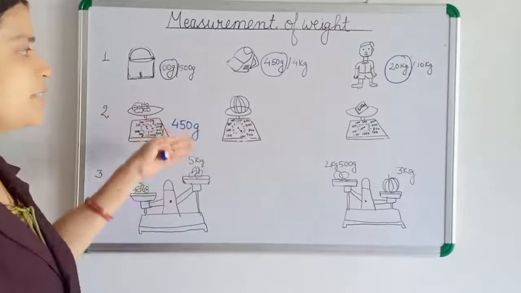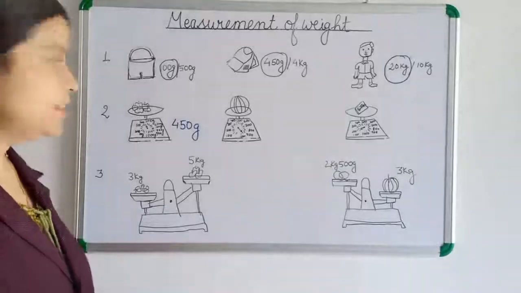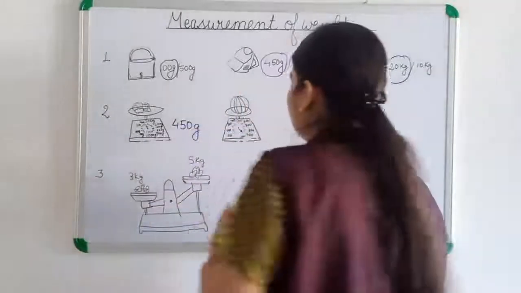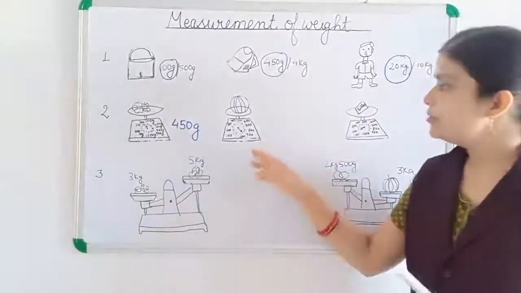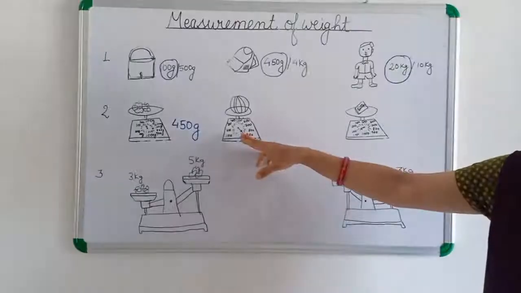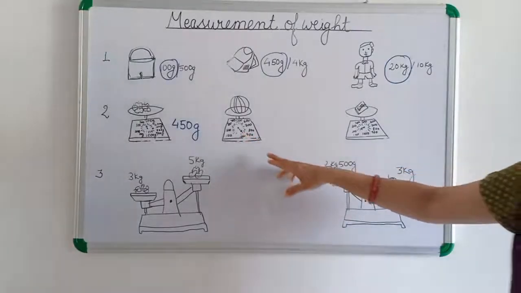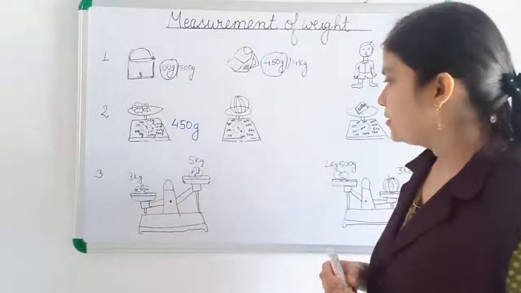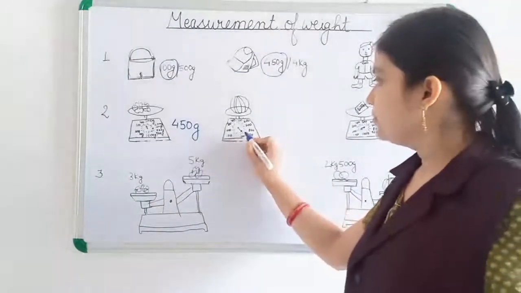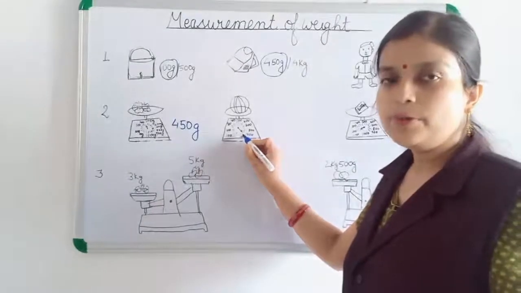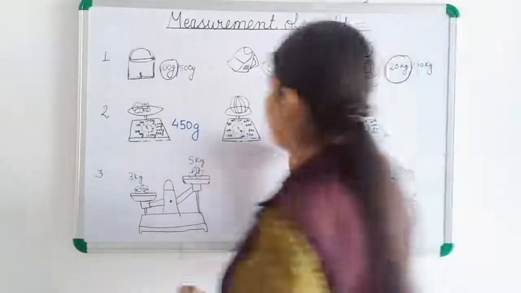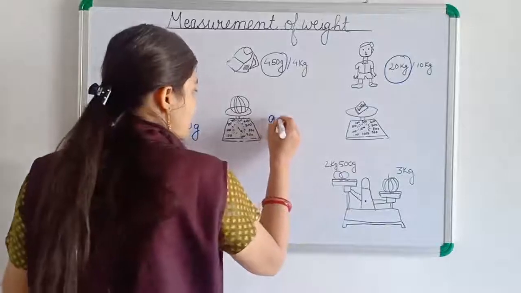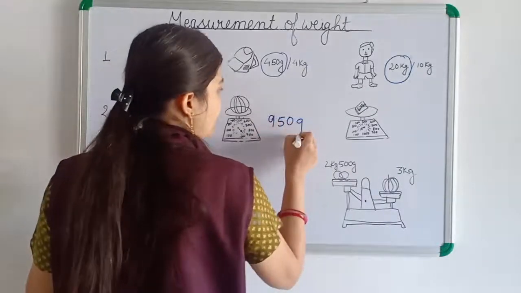Now what is the weight of this pumpkin? You observe your indicator only. Try to observe where this indicator is falling. It is falling between 900 and 1000 gram. So after 900, what will come? That is 50 more than 900, that is 950 gram. So this is 950 gram.